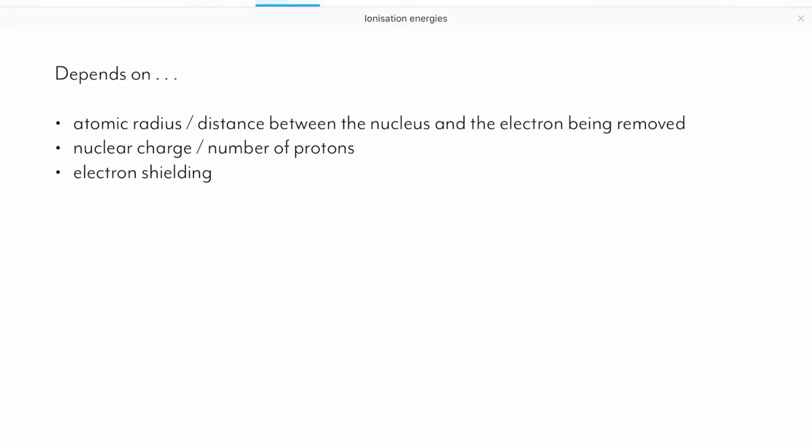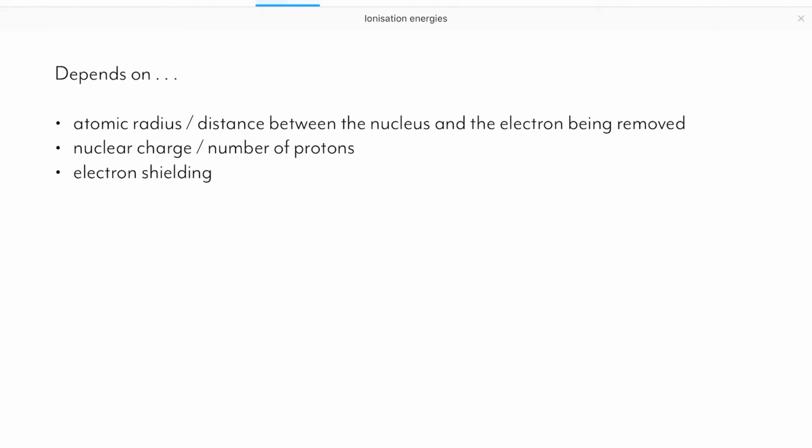How easy it is to remove an electron from an atom depends on 3 simple things. Firstly, the atomic radius, which is the distance between the nucleus, that positively charged centre, and the electron being removed. The nuclear charge, or the number of protons in that nucleus, which gives us an idea of the degree of attraction between the nucleus and the electron being removed, and electron shielding. So I'm going to look at that in a little bit more detail.